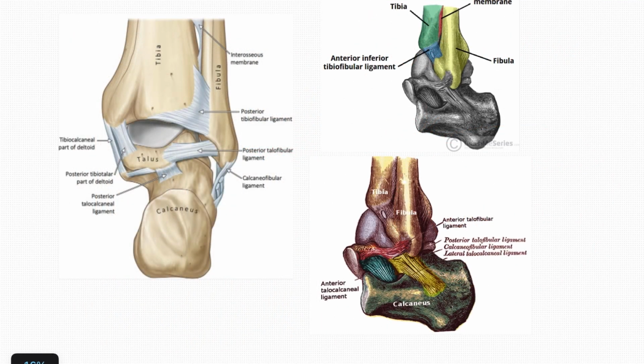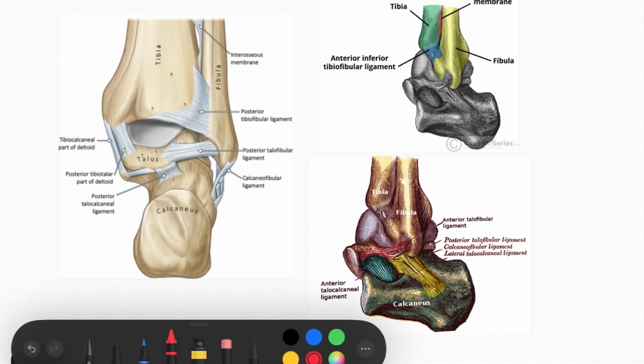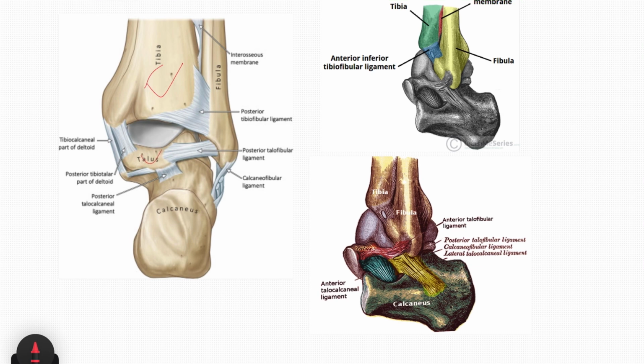Enumerate ligaments present around the lower end of fibula. So here the lower end of fibula articulates with the lower end of tibia, and it also articulates with the talus bone. So here between the tibia and fibula, on the posterior side there is a posterior tibiofibular ligament. Then between the talus and the fibula there is a posterior talofibular ligament. The same way at the anterior aspect there is the anterior inferior tibiofibular ligament. This is fibula and this one is the tibia. So this is the anterior tibiofibular ligament, and between the talus and fibula also there is the anterior talofibular ligament.